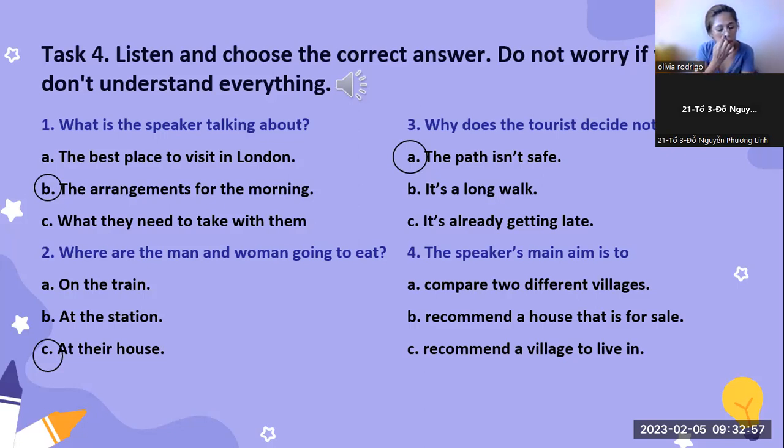3. Excuse me, where's the castle? It's at the top of the hill. Would you recommend it? Definitely. There are lovely views from the top, but it's quite a difficult climb. It takes nearly an hour from here. Well, that's okay. It's only midday.